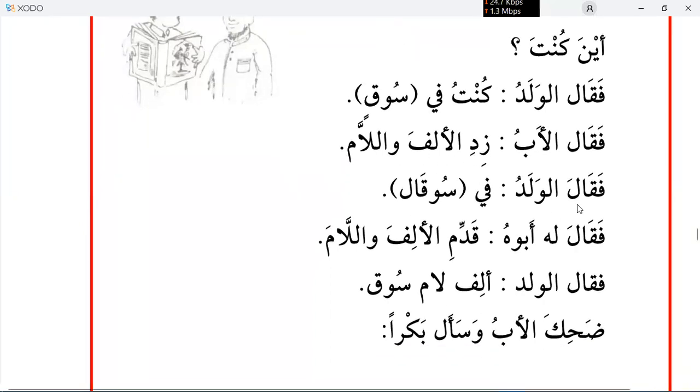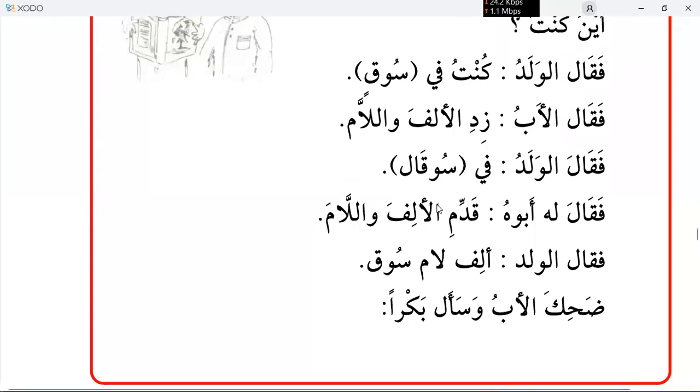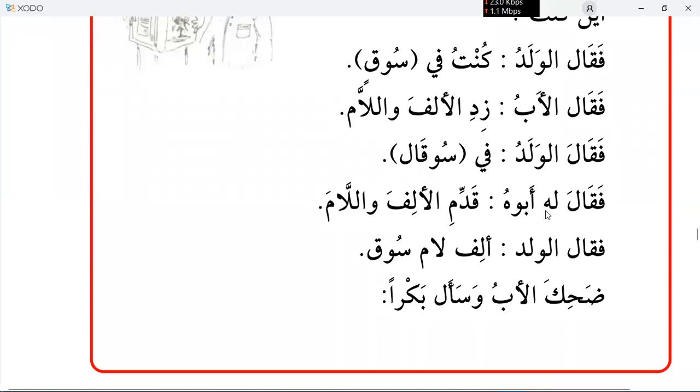Faqala al-waladu, the boy said, fi suq. Basically the word is souk, but the father asked him to add alif and lam. He didn't understand what the father really meant, so he just added alif lam here. Maybe I am wrong here. He said this souk word, but he did not use alif lam, so the father asked him to use alif lam, depending on the situation, what he said.